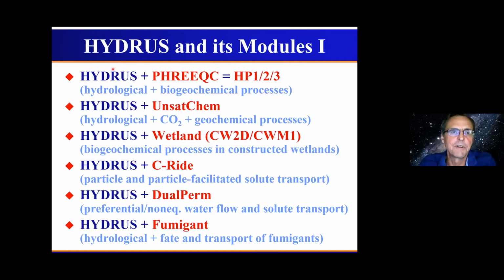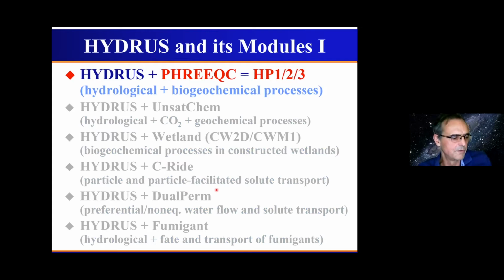And so when we coupled HYDRUS with the PHREEQC code, then we can deal with biogeochemical processes. With the UnsatChem code, we can deal with the transport and reactions of major ions and carbon dioxide transport. We have a module which deals with the biogeochemical processes in wetlands. We have a module which can deal with particle transport, so let's say colloid transport, and then particle-facilitated solute transport, colloid-facilitated solute transport. We have also a module which can deal with preferential flow and non-equilibrium flow. And finally, we developed for EPA a special module which can deal with fumigants. So let me give you some more information about these modules in time.